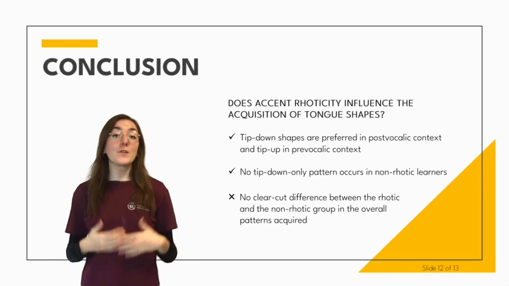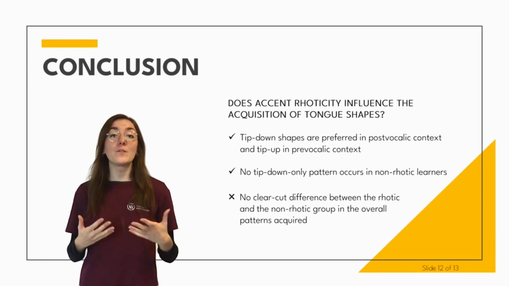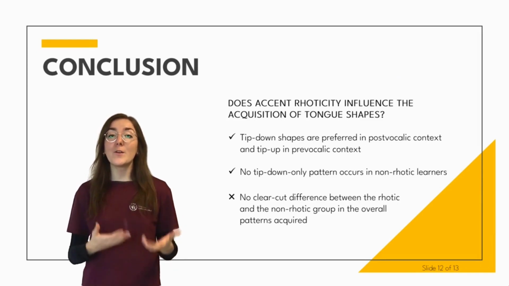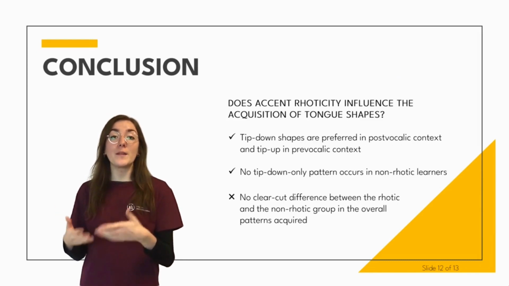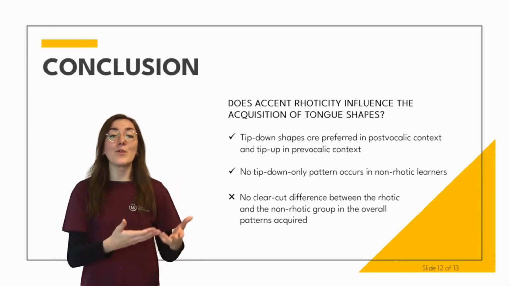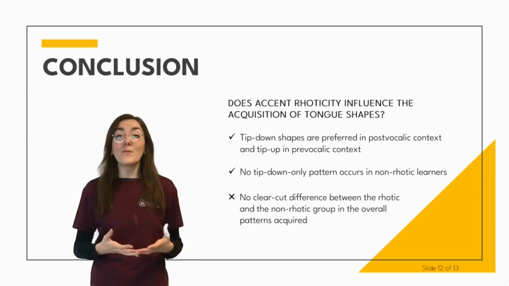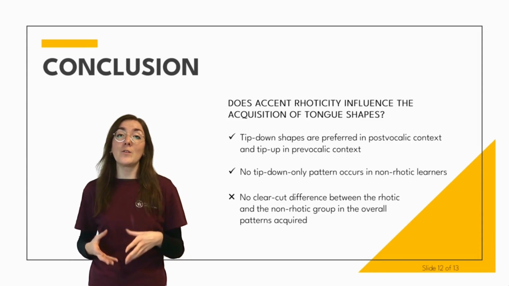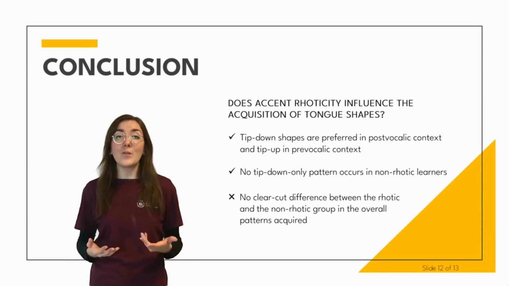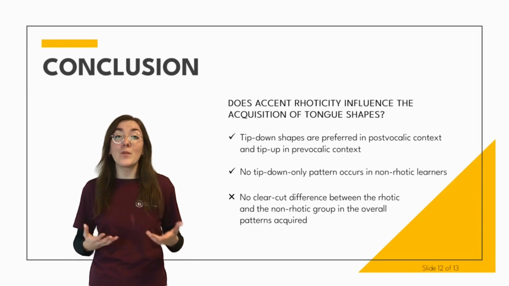So far, it is true that no fully tip-down pattern was observed among non-rhotic learners, and this difference could be due to rhotic learners being more prone to acquiring tip-down patterns in postvocalic context and extending them in prevocalic context. However, only one rhotic speaker used a tip-down only configuration. Furthermore, some rhotic learners acquired fully tip-up patterns, and others preferred tip-up shapes for prevocalic R, even though they had developed a tip-down shape in postvocalic context.